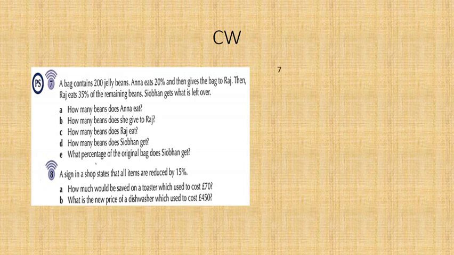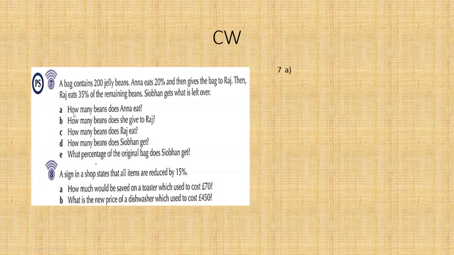Okay, so let's start by solving question number 7a. Let's read it first. Read it carefully. A bag contains 200 jelly beans. Anna eats 20% and then gives the bag to Raj. Then Raj eats 35% of the remaining beans. And after that, Saiban gets what is left over.